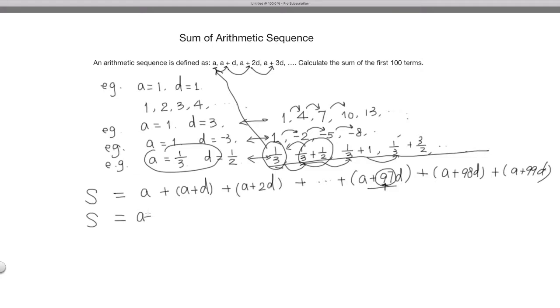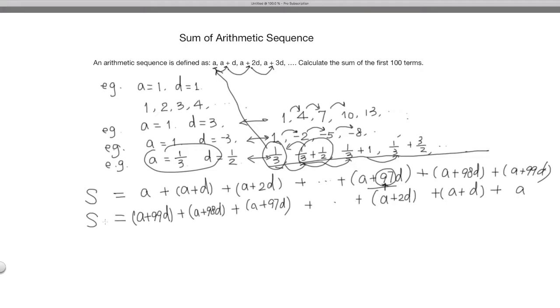So we start with the 100th term, which is a plus 99d, and the 99th term will be a plus 98d, and plus a plus 97d. So we're basically taking the last term and walking backward and doing that sum. So here, the last three terms will be a plus 2d plus a plus d and plus a.